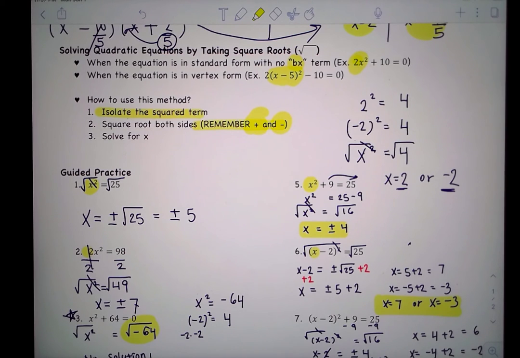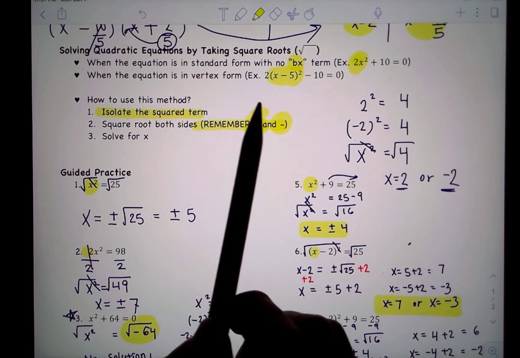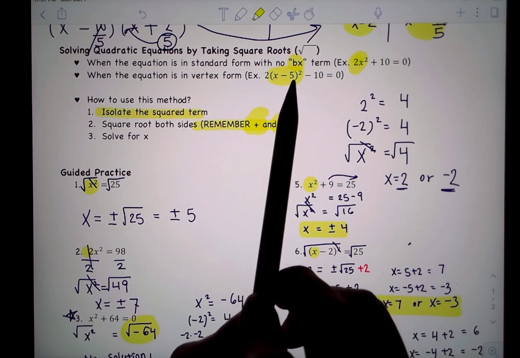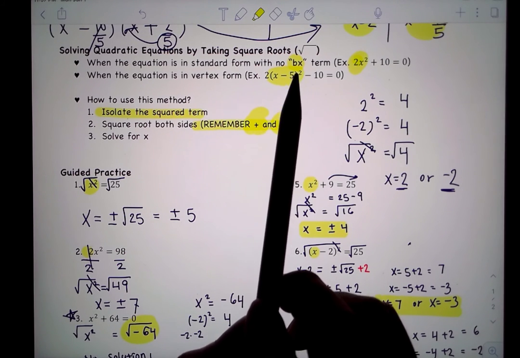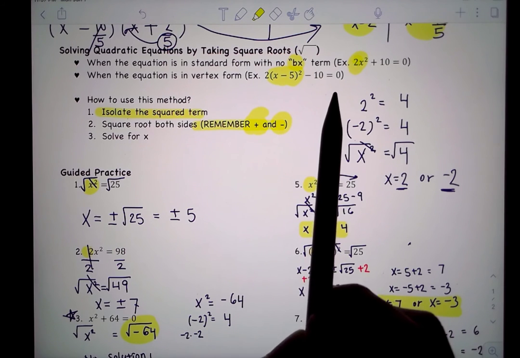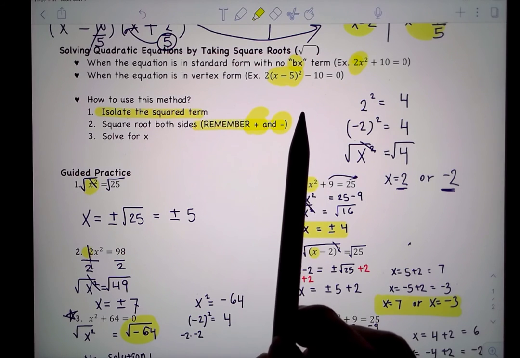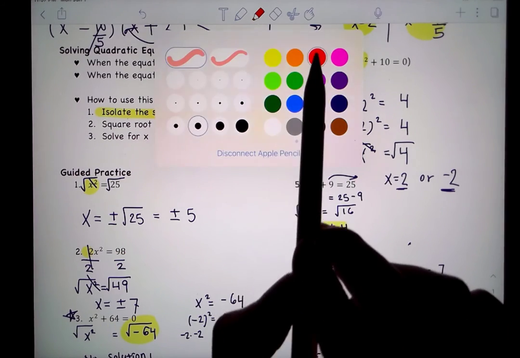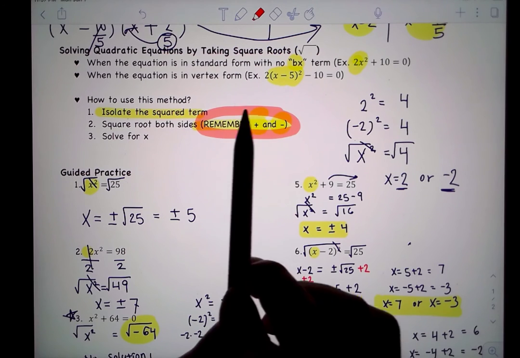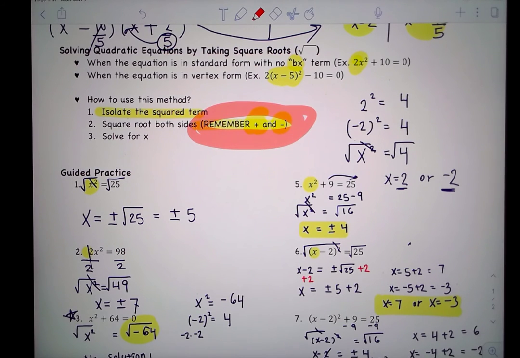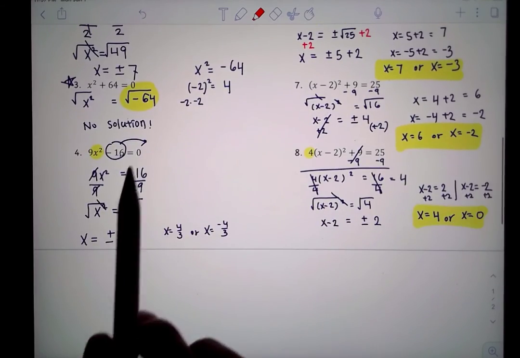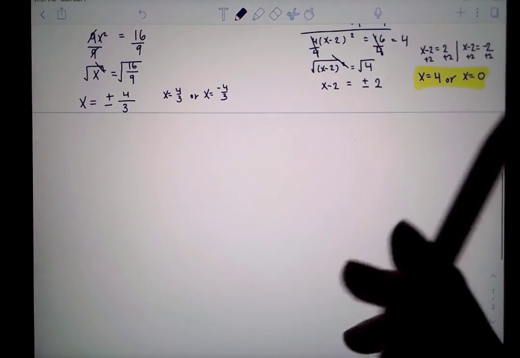If you don't remember this and you try to get the answer, then it takes a long time without this one, right? And for the vertex form question, you don't have to FOIL everything and refactor the equation. Just isolate the square term and take the square root. And the most important thing is don't forget positive, negative. Don't forget positive, negative.